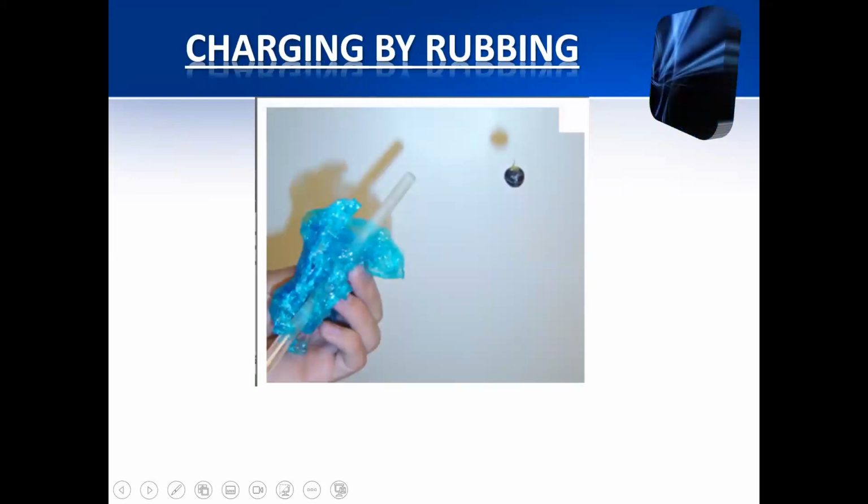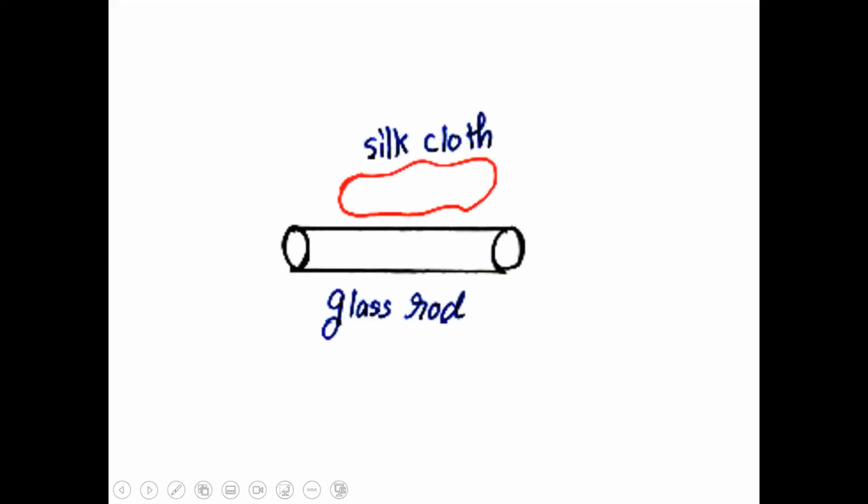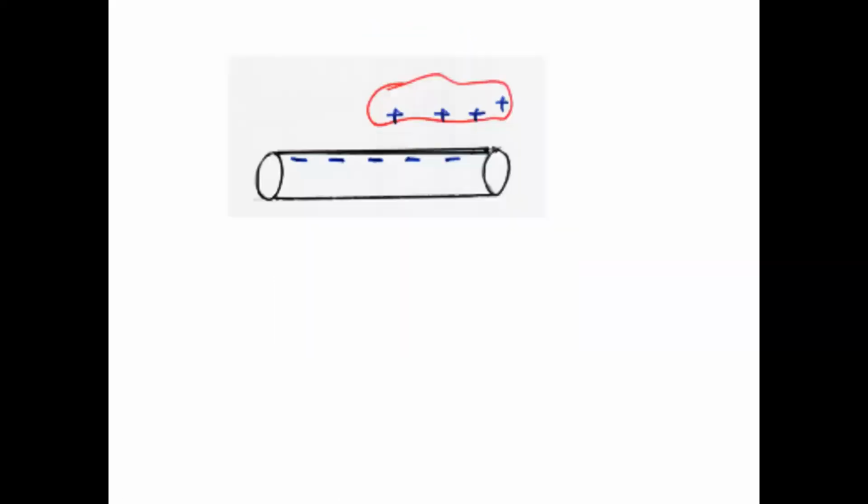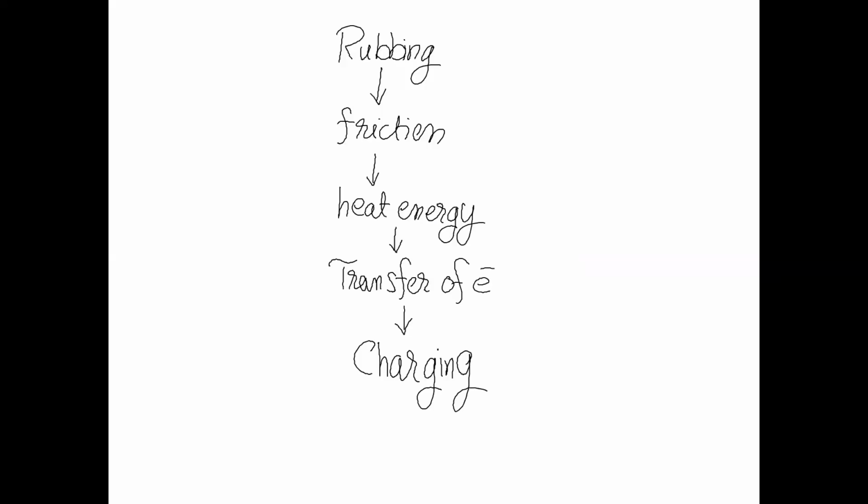Now look at this case. We had discussed that when you rub a cloth piece over a glass rod, it produces friction. Due to friction, electrons are transferred. And now you can see they are separated and the plus and minus are now visible. We had discussed this pattern: rubbing produces friction, friction generates heat energy, which transfers electrons, and charging occurs.